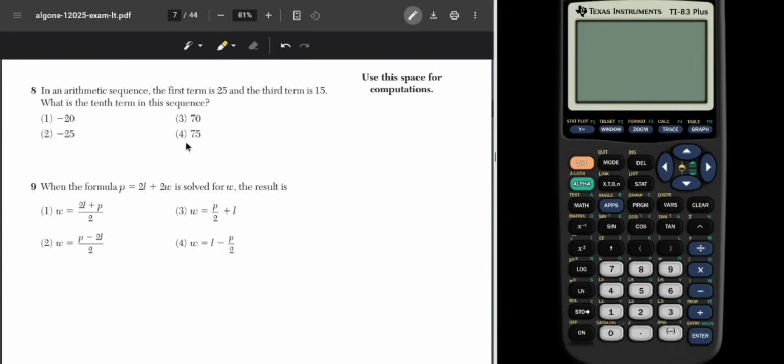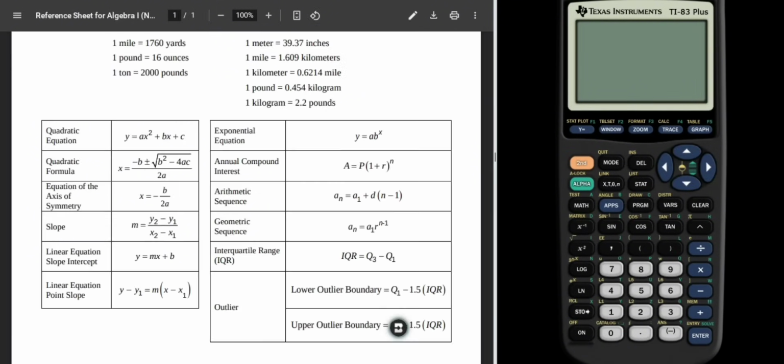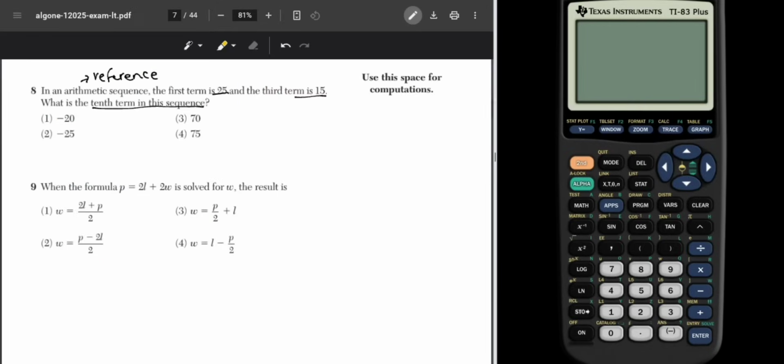Question number 8. In an arithmetic sequence, the first term is 25 and the third term is 15. What is the 10th term in this sequence? So, arithmetic sequence, it is on your reference sheet. I'm going to show it to you where it is. So, on your reference sheet, your arithmetic sequence is right here. A N equals A 1 plus D times N minus 1. So, my arithmetic sequence, A N equals A 1 plus D N minus 1.